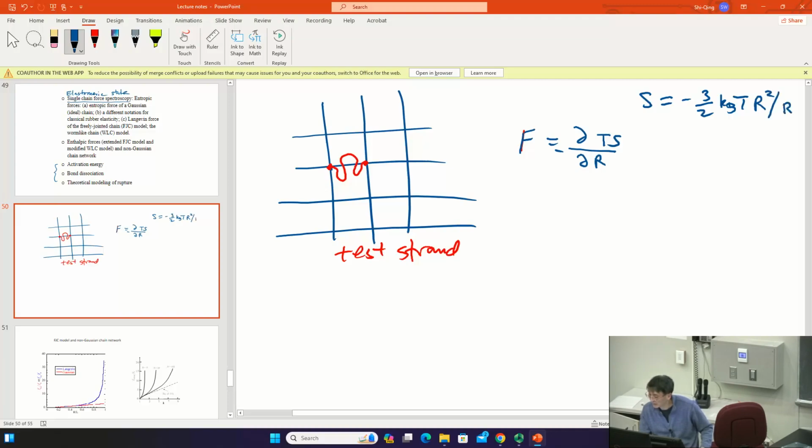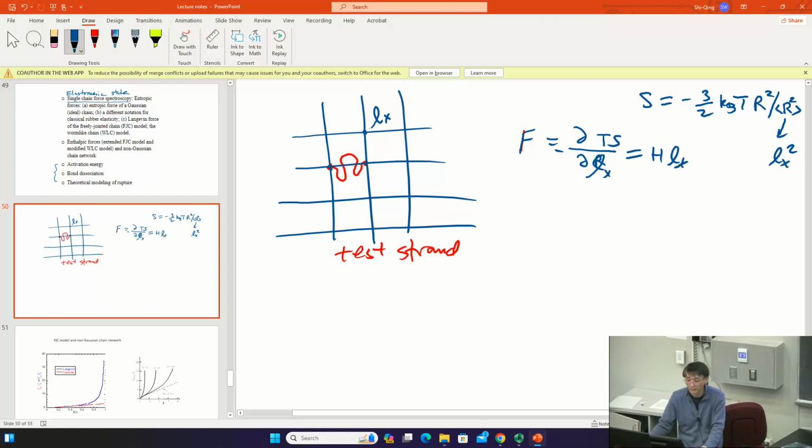So there are notations I can use. For example, here we may use the notation that if this has an end-to-end distance of Lx, then this is nothing but Lx squared. X stands for cross-linking. So in any case, you will be able to find that this is something like linear in the size of the strand.